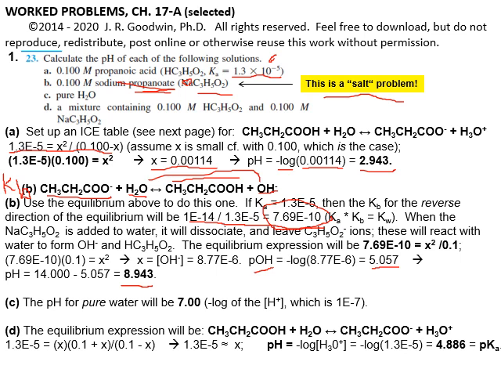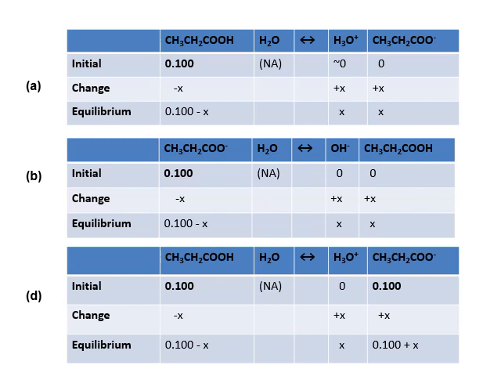So I'm going to flip now to the next slide. Okay, so here are the ICE tables. We're starting off for A and for B here with 0.1. And for both of them, we end up with x times x over the 0.1. Both of them, it's the same. The only difference is you set the top one equal to Ka, and you set this one equal to Kb. So Kb equals x squared over 0.1.